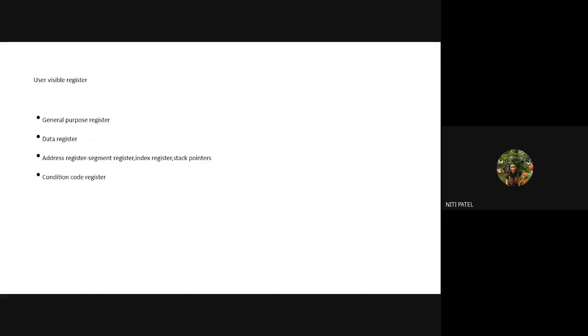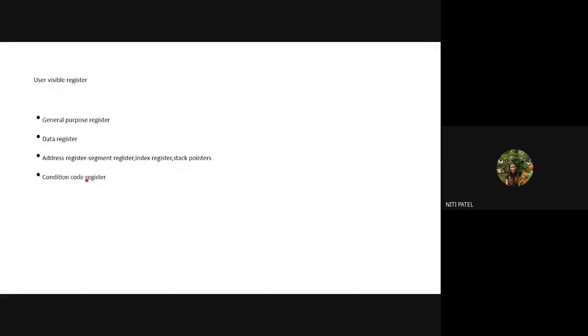Okay, so let us see the user visible registers. कौन से हैं? First is GPR, General Purpose Register. Then we have DR, called the Data Register. Then we have AR, called the Address Register. कौन से address register है? Segment Register, Index Register, Stack Pointer. Then we have CCR, that is Condition Code Register.